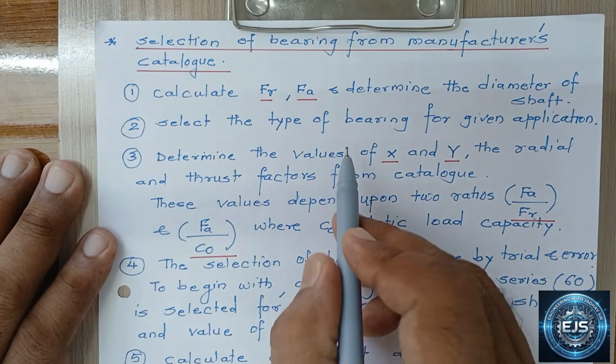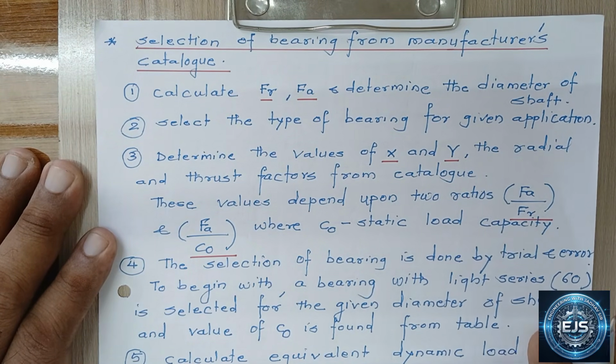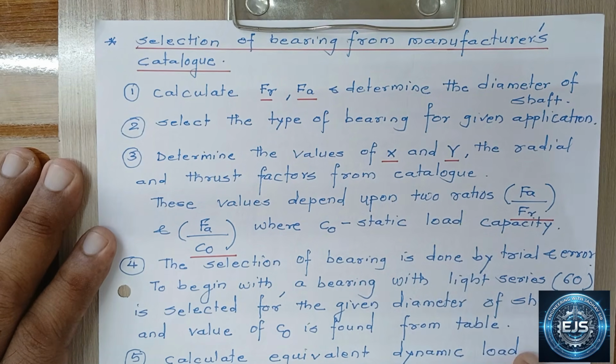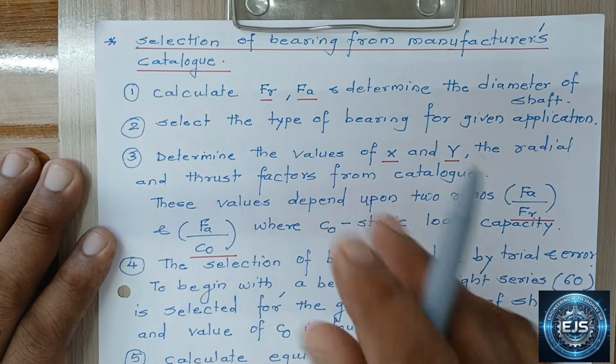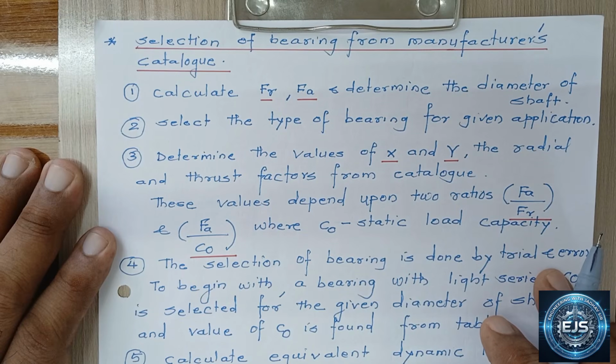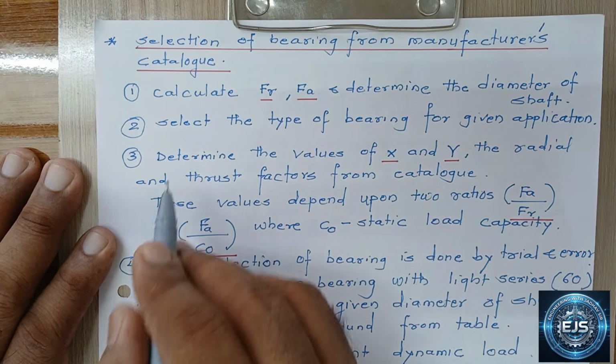Then second step is select the type of bearing for the given application, depending upon which type of load, whether it is purely radial load or purely axial load. So in case of purely axial load, thrust bearings need to be selected, or taper roller bearings, deep groove, angular contact bearings are suitable for carrying the axial load or thrust load. So for high radial load and moderate thrust load, the deep groove ball bearings are suitable. So select which type of bearing is suitable for the given application. This is the second step.